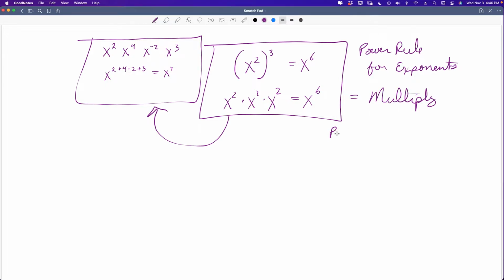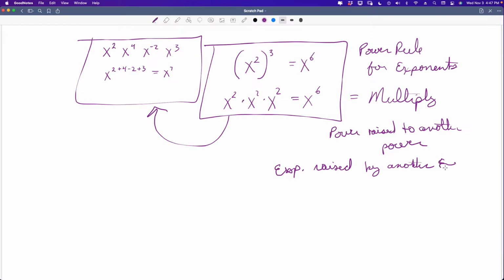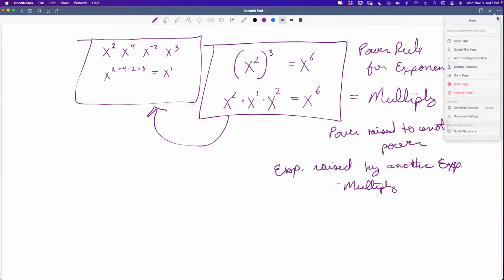Power raised to another power. Or you could also say when you have an exponent raised by another exponent, we multiply. All right? This is your sample. So let's do a couple example problems and knock this out.